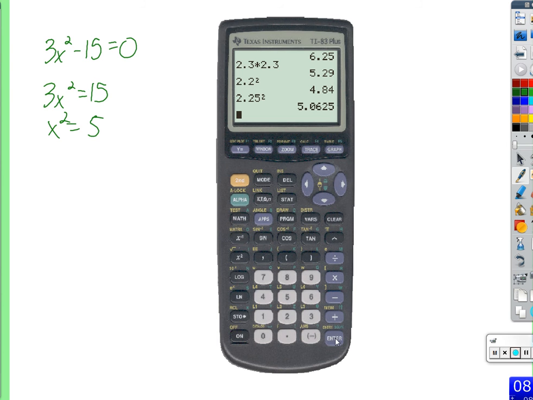And hopefully the thing that I want you to see here is, yeah, there is no whole number that squares to 5, but there is some number. There is some square root of 5, right? Like some decimal that will multiply by itself and give you 5. We can get a pretty good approximation if we press the second button and we press that same square button. That will give us the square root of 5.